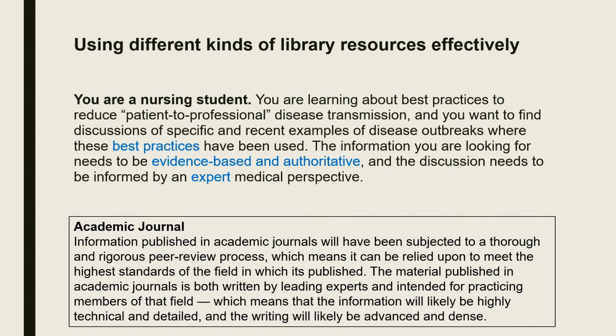In this case, you would use an academic journal. Information published in academic journals will have been subjected to a thorough and rigorous peer review process, which means it can be relied upon to meet the highest standards of the field in which it is published. The material is both written by leading experts and intended for practicing members of that field, which means that the information will likely be highly technical and detailed, and the writing will likely be advanced and dense. So if you are using an academic journal, make sure that it is in a field that you're very familiar with, and that the language being used will be understandable by your reader.